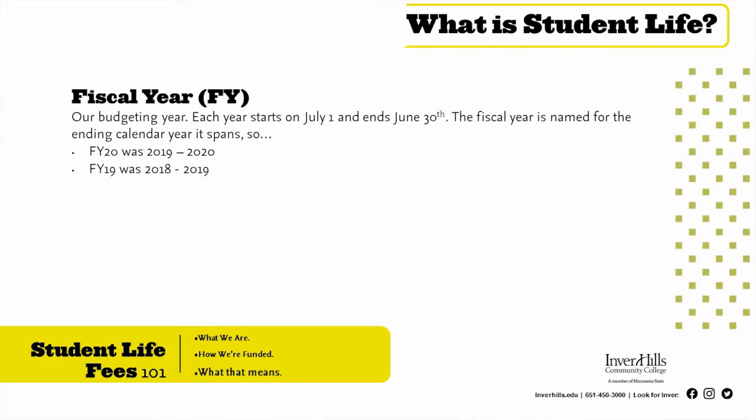FY20 refers to the year 2019 to 2020. FY21 is going to refer to 2020 to 2021. So the fiscal year is always named after the year that it ends with versus the year that it begins with. Often used at the same time as fiscal year, but to mean something totally different is FYE.